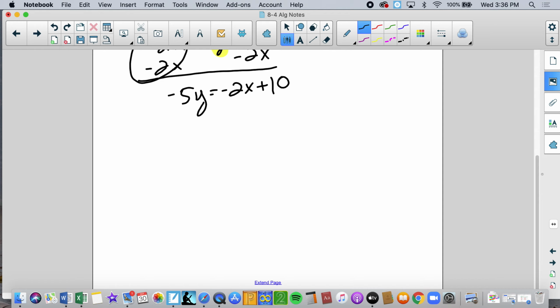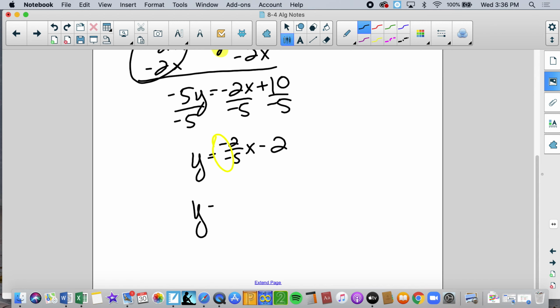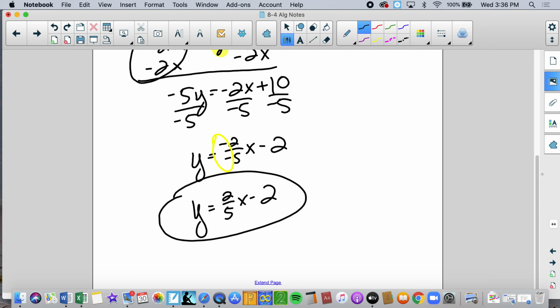The variable x should come first on that right side. Then I'm going to divide everything by negative 5. That leaves me with y equals negative 2 over negative 5 x minus 2. Now this I wouldn't leave like that. I would simplify those double negatives. So my final answer would be 2/5 x minus 2. What is my slope? My slope is 2/5, and my y-intercept is negative 2.